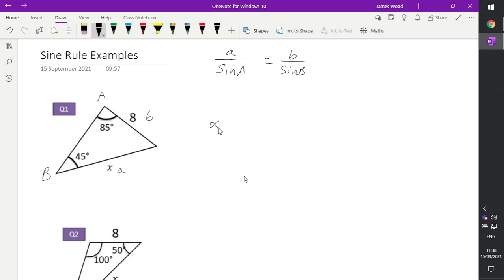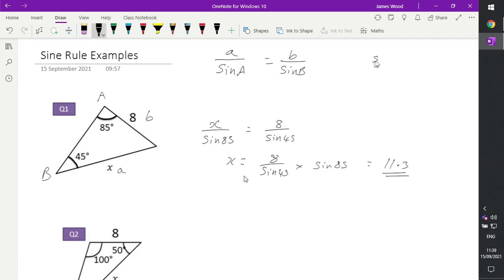So I can have x over sine 85 equals 8 over sine 45. Okay, and I can solve this. So I'm just going to get x is 8 over sine 45 times sine 85. And let's see what we get, and we should be able to type that into your calculator in one expression too. So I get 11.3. It's most useful to use this format with the sides on top when you want to find a side.